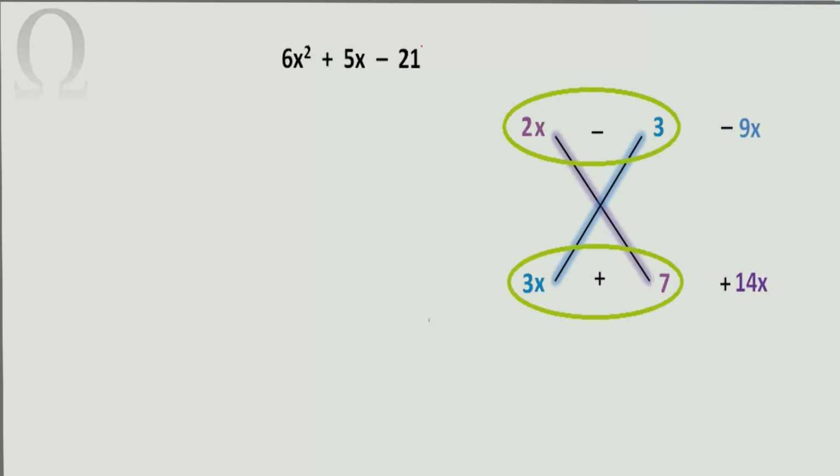2x minus 3 and 3x plus 7 are our factors for this quadratic. Thus, 6x squared plus 5x minus 21 factorizes as 2x minus 3 times 3x plus 7.